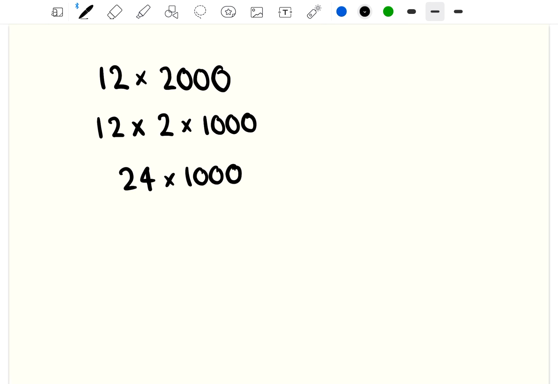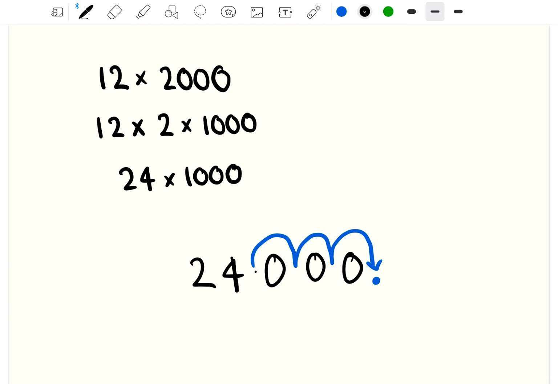And I know that when I'm multiplying by 1,000, because I've got 3 zeros now, 1,000 is the same as 10 times 10 times 10. All I have to do is jump 3 times. So I'll take my number, 24, and I need to move my decimal point 3 jumps to the right. Okay, so my new decimal point will go there, and I need to fill in these zeros as well. So 12 times 2,000 is 24,000.